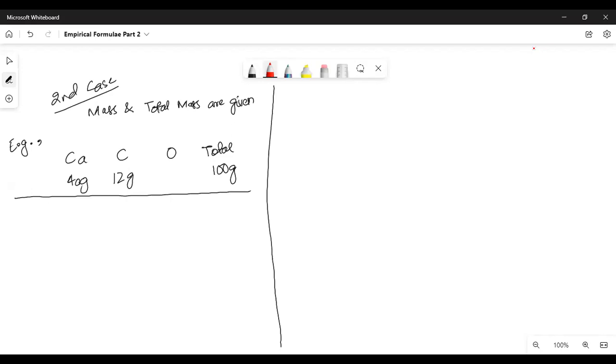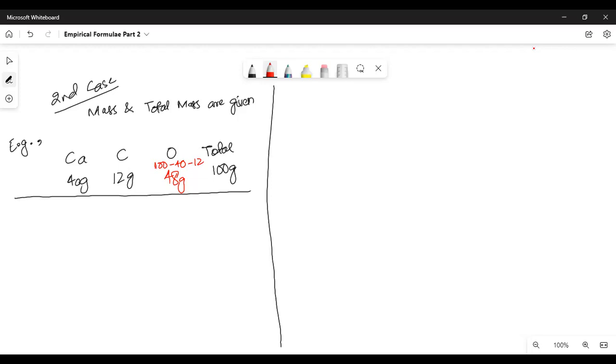You have a calculator with you? This should be easy. 100 minus 40 minus 12, it's 48. Good. So we have 48 grams. How do we get it? We just subtracted all the values from 100. So it's 100 minus 40 minus 12.